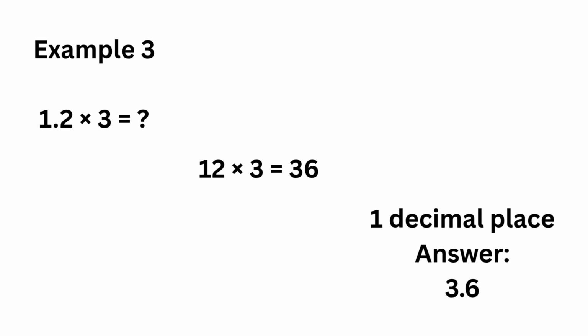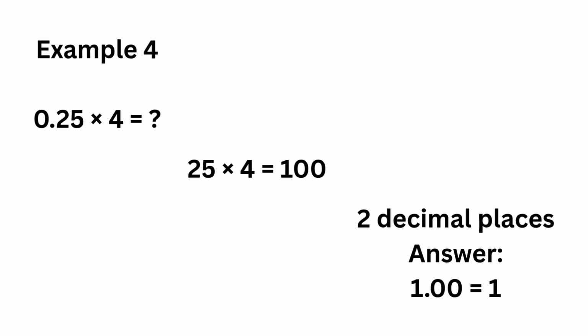Our next example is 1.2 times 3. So once again, we'll pretend there's no decimal. We'll multiply 12 by 3 and we get 36. Remember, 1.2 has one decimal place. So we just return the decimal place to 36. We move the decimal from right to left, and that's our answer, 3.6.